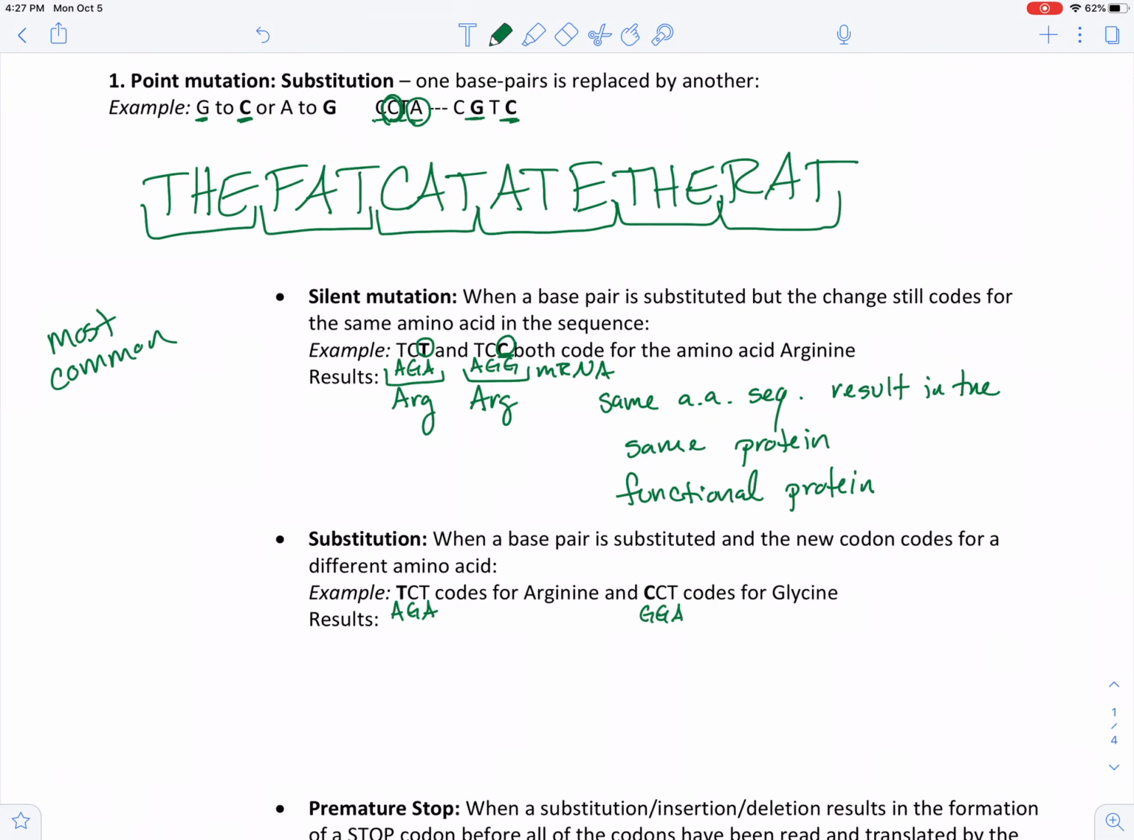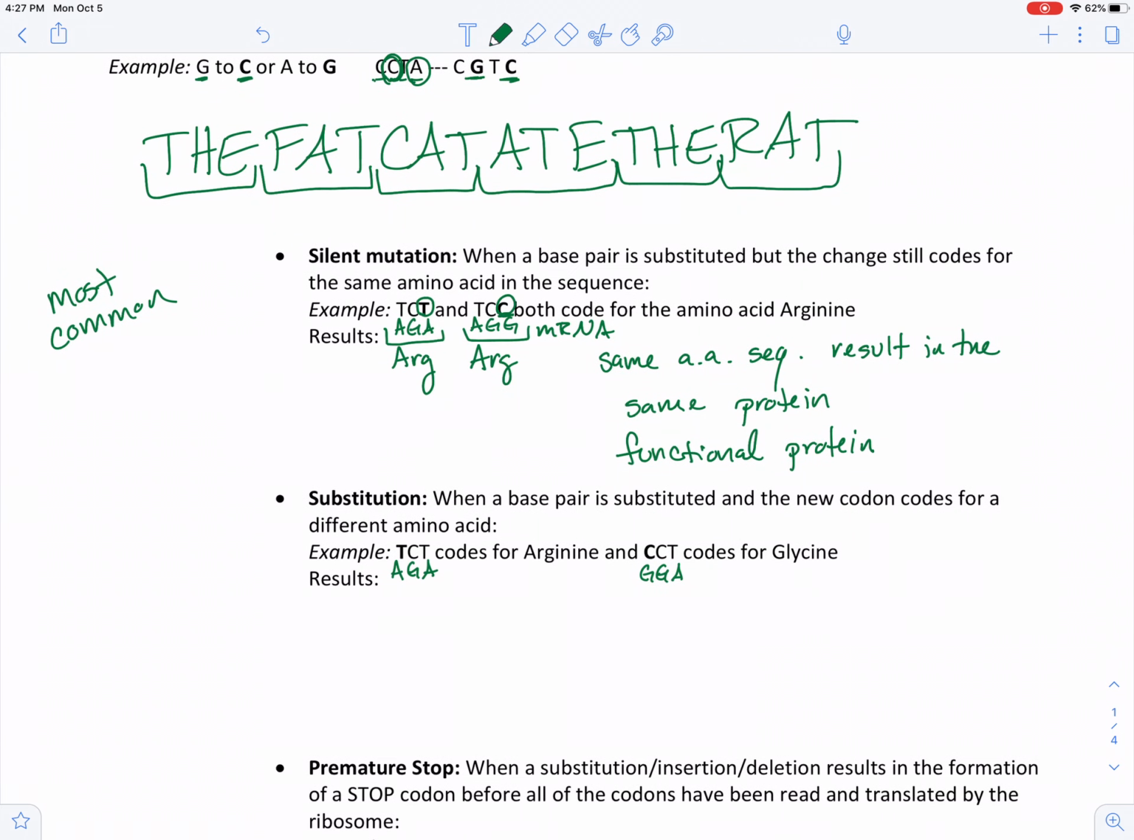Another type of mutation is a substitution. So when a base pair is substituted and a new codon codes for a different amino acid. So in this case, when I have a substitution, let's say I have TCT and then I have a mutation at this first position, so it becomes CCT, and the mRNA sequence that I would get would be AGA for this first one, and the mRNA sequence for CCT would be GGA. Well, then my corresponding amino acid in this case is going to be arginine for the first one, but glycine for the second one. So in this point mutation, I get a different amino acid.